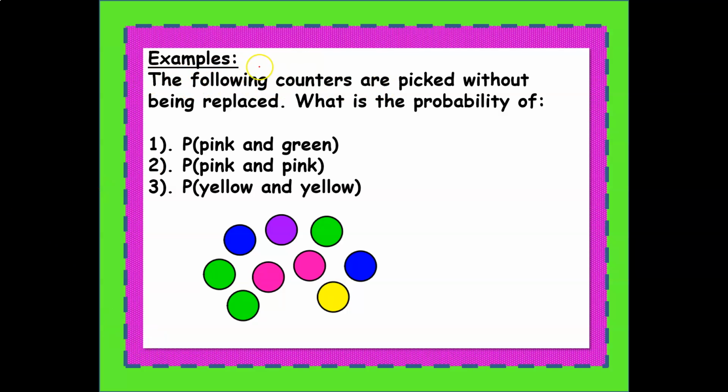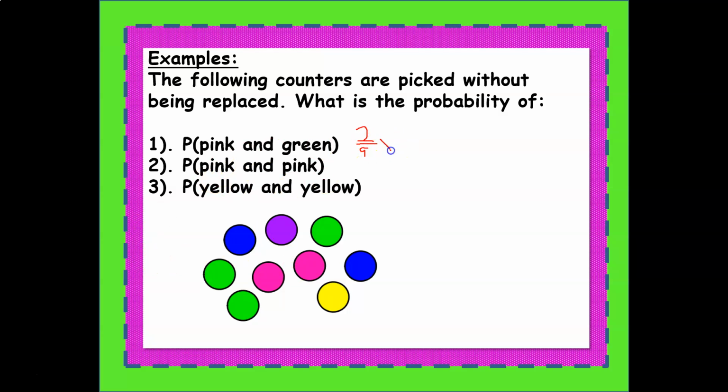So let's look at a few more. The following counters are picked without being replaced. So we will not put them back in the bag after we draw them out. So the probability of drawing a pink and then a green. So we draw, so there's a probability of 2 out of 9 counters.